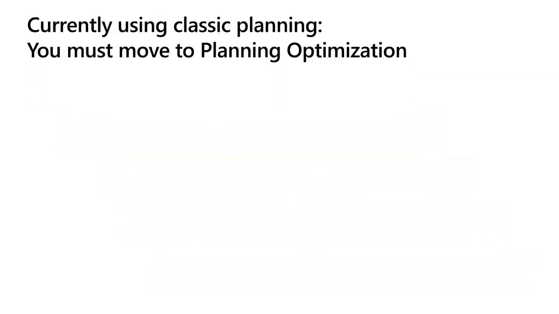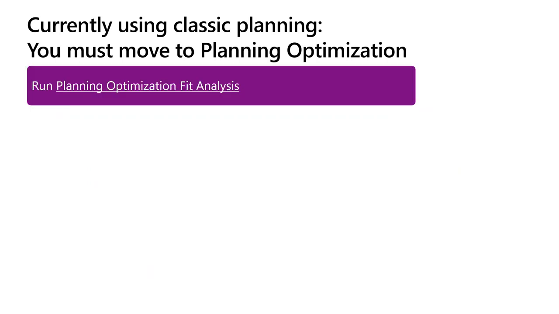Are you live and currently using classic planning? Given that you do not have customizations, we'll talk about customizations later. The first thing you'll want to do is to run the planning optimization fit analysis, which is a page in the master planning module which checks if you're using any functionality that is not yet supported in planning optimization.